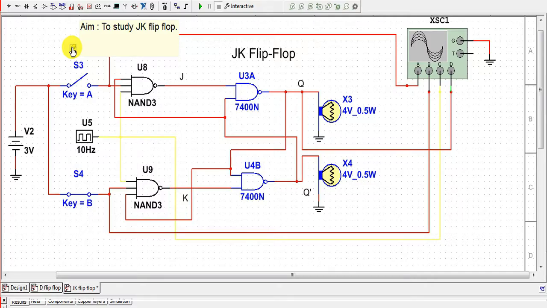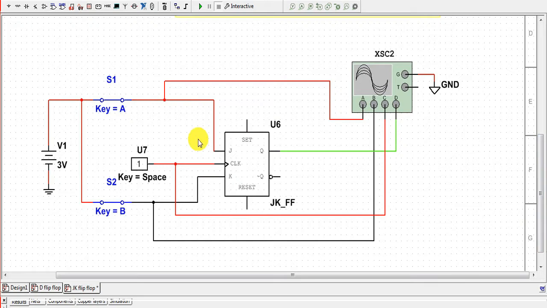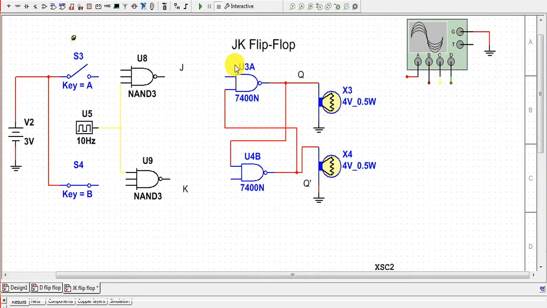Hello everyone. In this video we will study the JK flip-flop with the help of NAND gates and also with the help of an IC for the JK flip-flop. For making a JK flip-flop using NAND gates, we require two 3-input NAND gates, two 2-input NAND gates, two bulbs for showing the output, a pulse generator, two switches, a 3 volt DC voltage source, and a 4-channel oscilloscope in order to see the timing diagram.